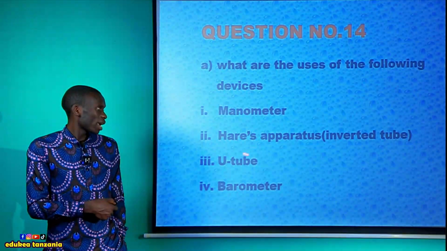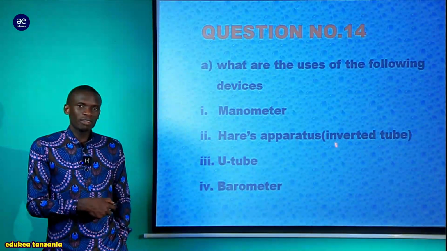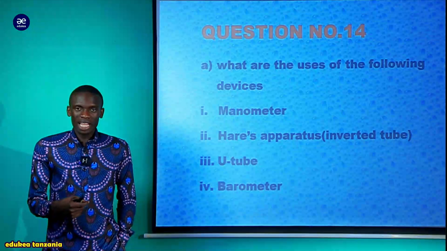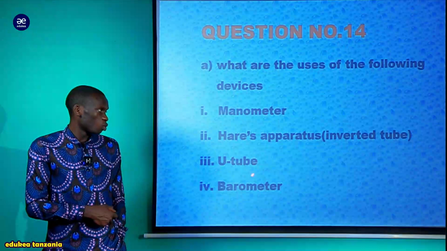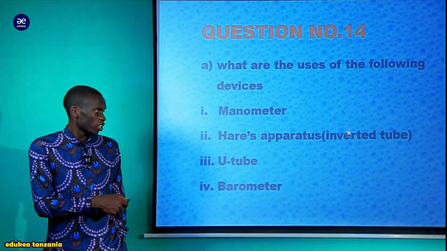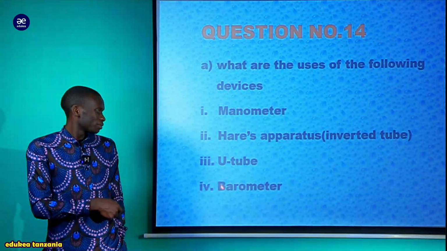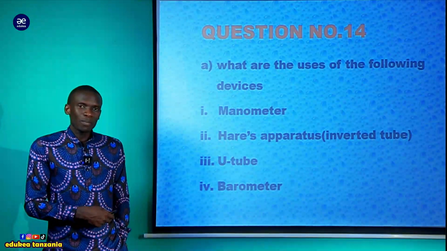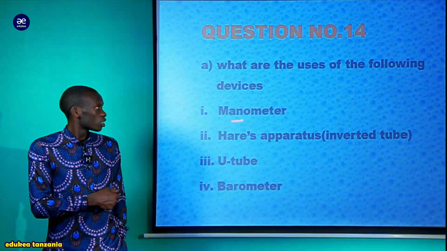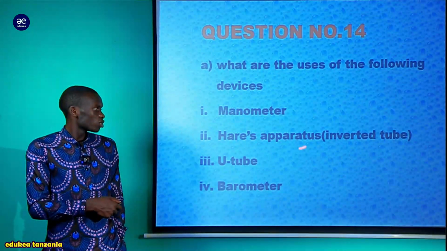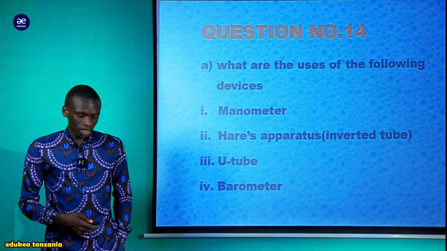What are the uses of Ayres apparatus or inverted tube? So if you see inverted tube and Ayres apparatus, this is a single device. It is the name of a single device. This is the inverted tube. And number 4 is the barometer. What are the uses of the barometer? So this is the question: give the uses of the manometer, uses of Ayres apparatus or inverted tube, and the uses of the barometer.